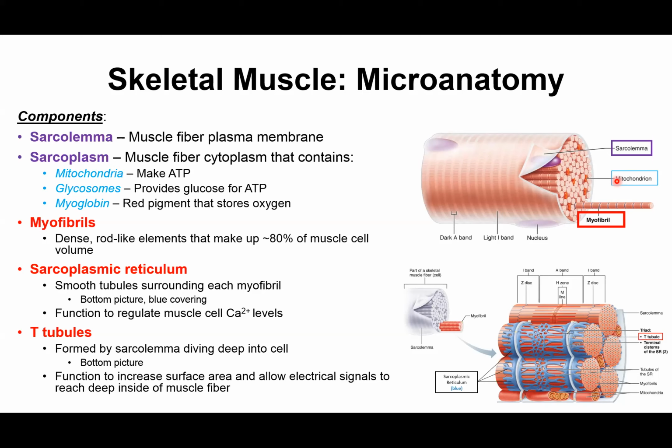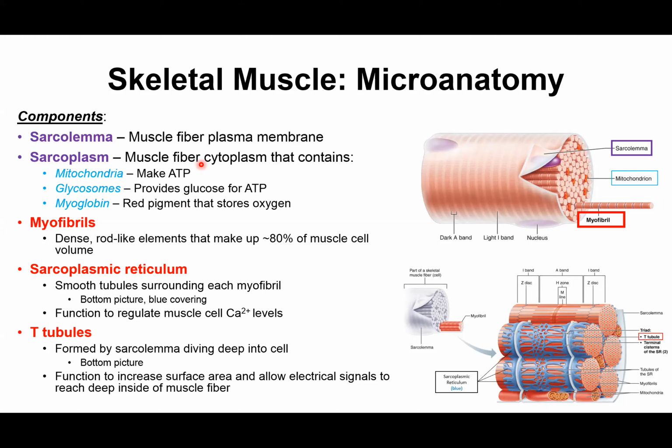Okay, so as I've mentioned already before, and I'll mention again, each muscle fiber contains many myofibrils, and that's what you see being pulled out here. One myofibril in this top picture is being pulled out. Myofibrils are these very dense, compact, rod-like structures and make up about 80% of a muscle cell's volume. Okay, so about 80% of a muscle cell is myofibrils, and about 20% is all this other stuff that we were talking about. Okay?